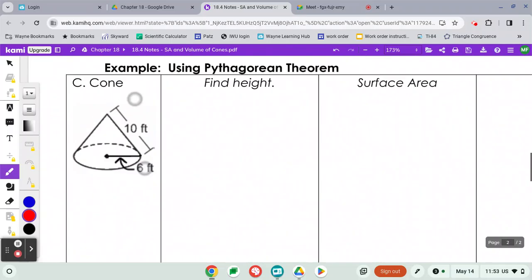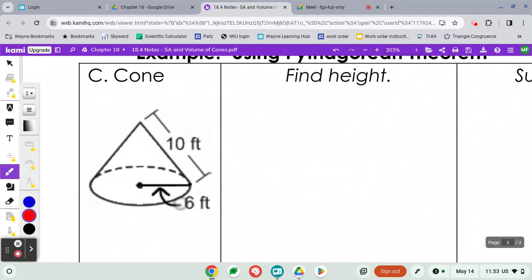All right, on the back, our cone. What do you notice? What is missing? The height. Okay, watch as I draw that in. That is our height. I need to find that. How can I find that? What did I just create when I drew that line in? A 90-degree angle, which means we have a right triangle here. We know the radius already. We also know the slant height.